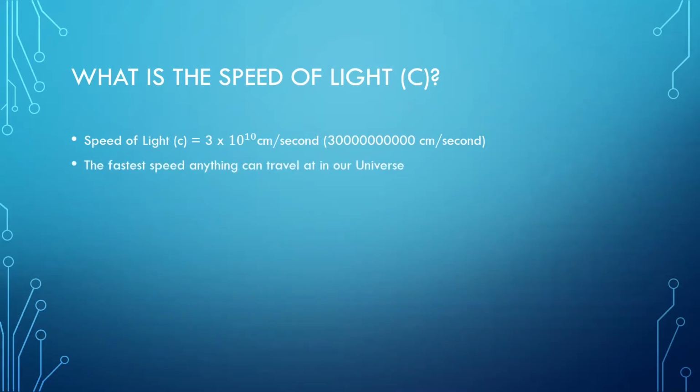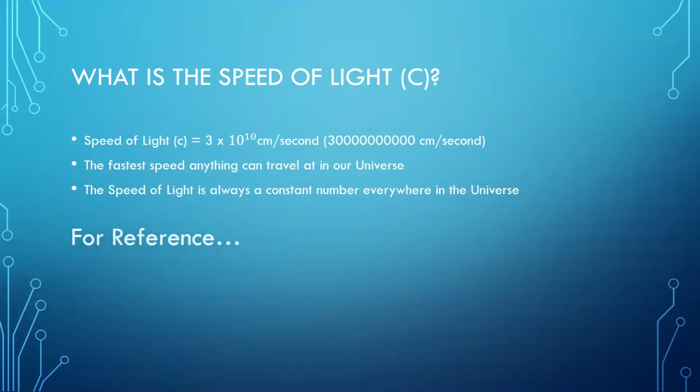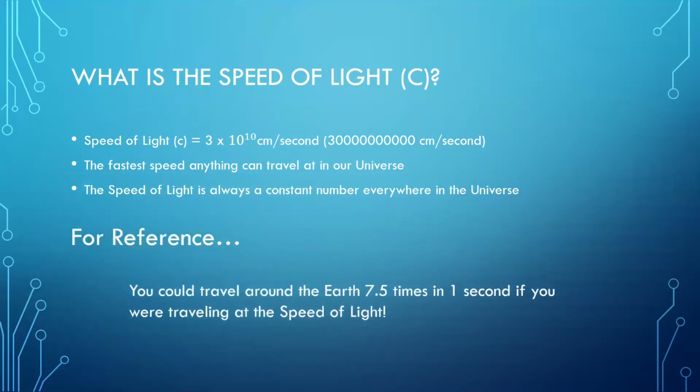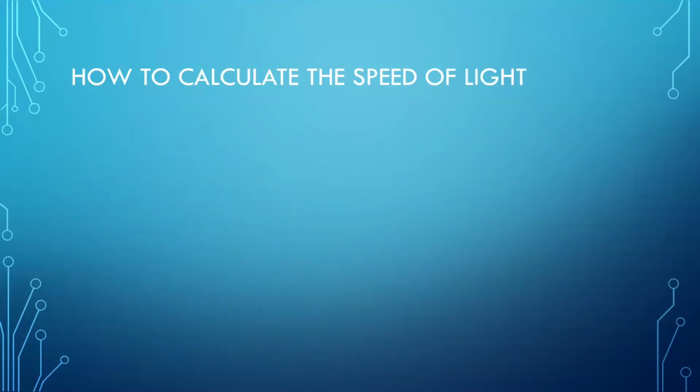This is the fastest speed that anything can travel in our universe, and we as humans cannot travel that fast. We have not been able to produce anything that can even travel that fast. And so the speed of light is always a constant number everywhere in the universe, which makes it a very, very important number for us. And just for reference, if you could travel at the speed of light, you could travel around the Earth 7.5 times in just 1 second, which is really, really fast.